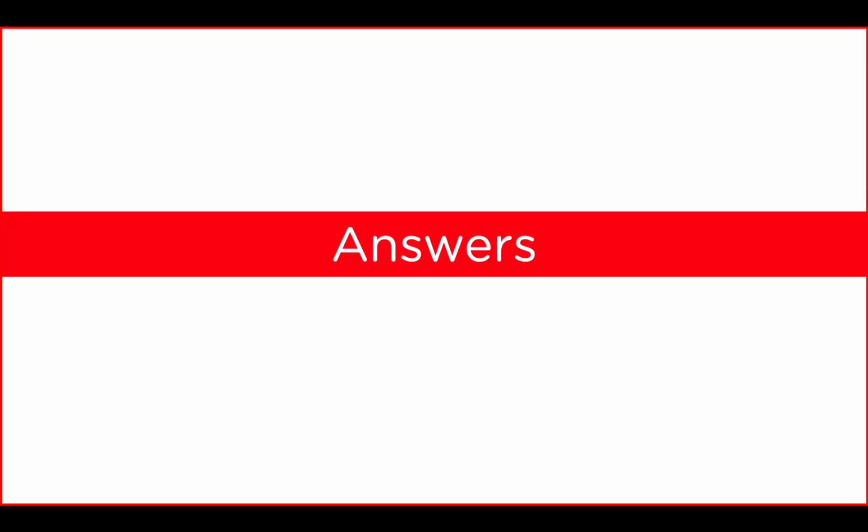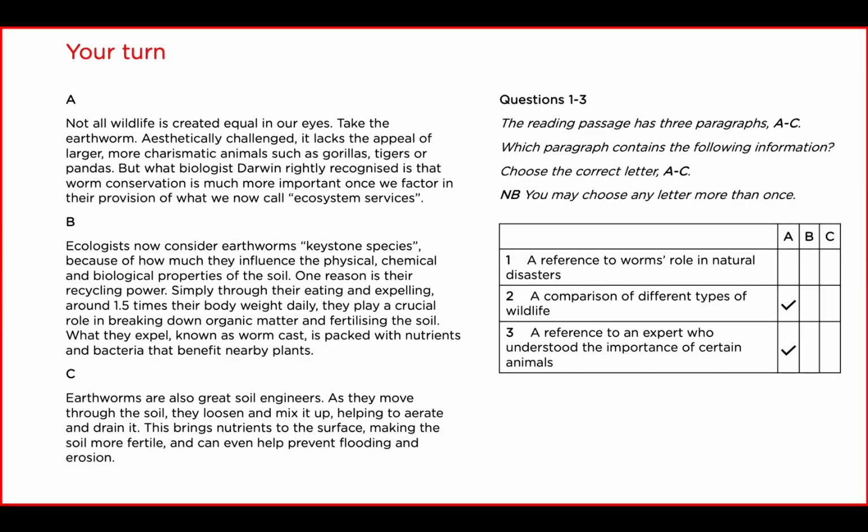Let's check the answer. So we're looking for the answer to question 1, which is a reference to worms' role in natural disasters, and it was down here, paragraph C. This brings nutrients to the surface, making the soil more fertile, and can even help prevent flooding and erosion. These are 2 natural disasters, flooding and erosion. So we tick column C. How did you go? Go on to the practice activities for more.